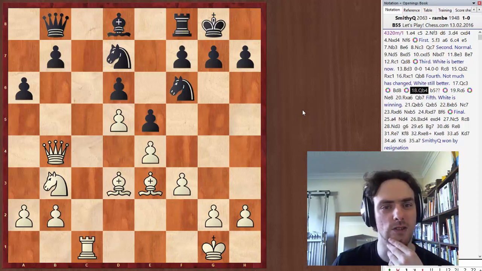Well, this entire time, it doesn't look like black has had any real play. Right? He's been reacting to white. He's really been on the back foot.